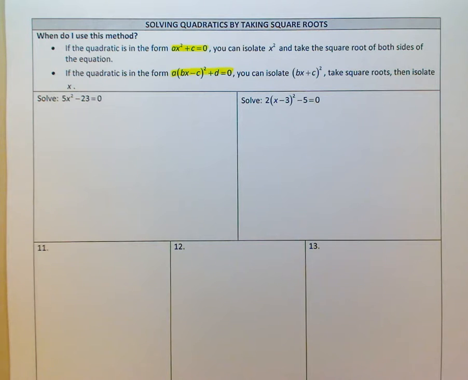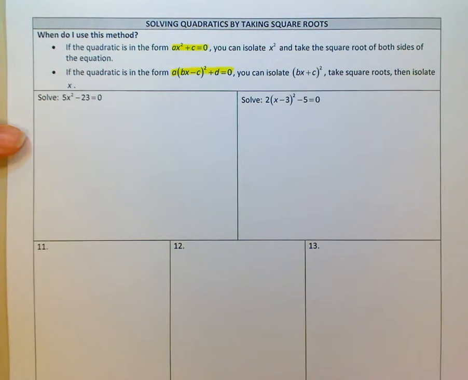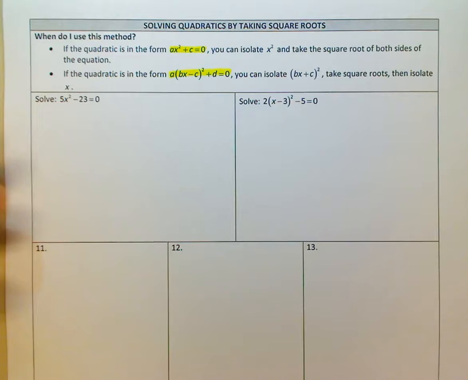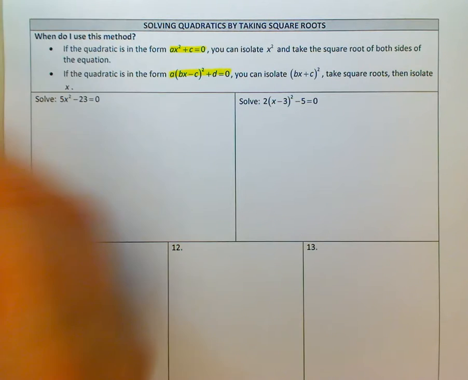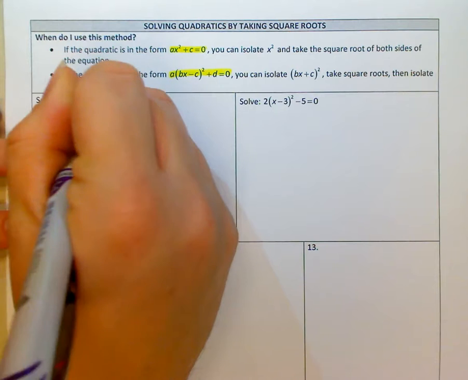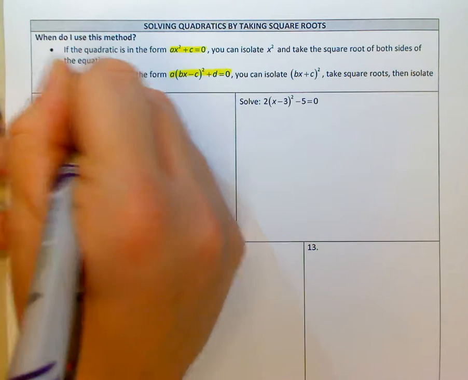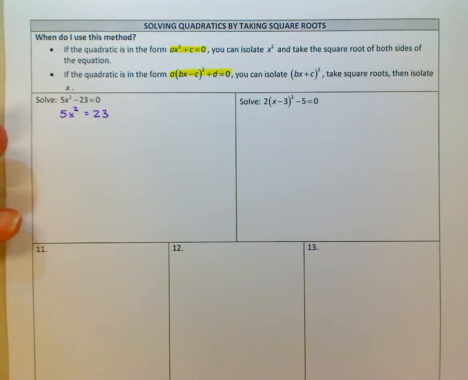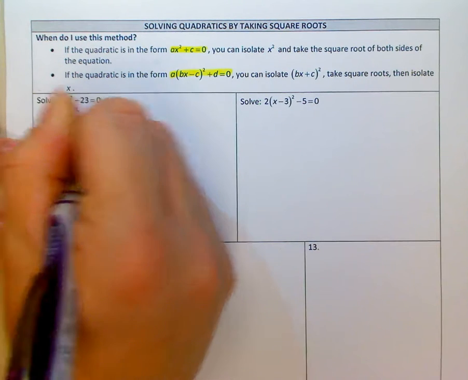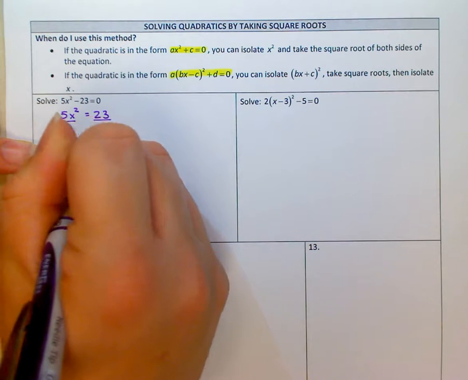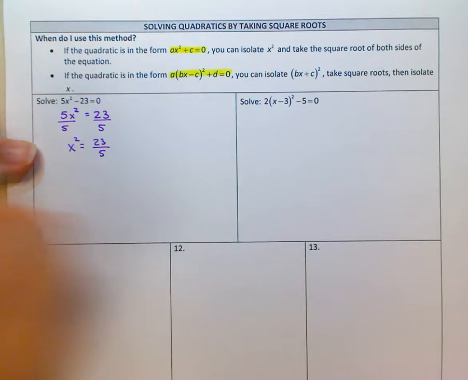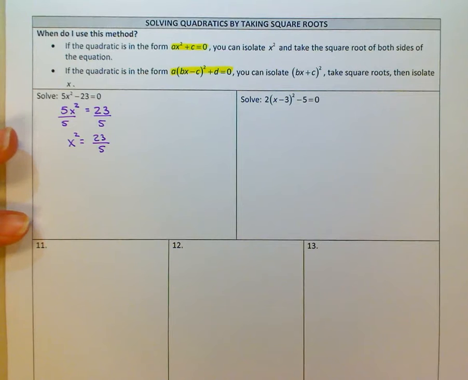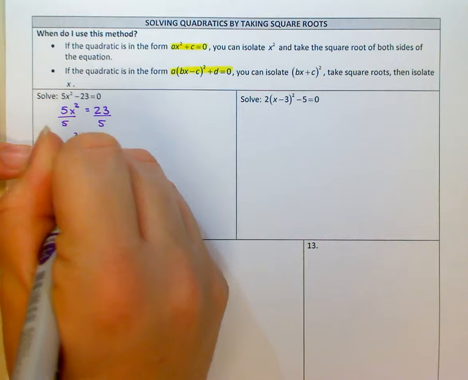Instead of having to multiply all this junk out and use the quadratic formula, we can actually just use square roots. So if you look at this top example, 5x squared minus 23 equals 0, it fits this first pattern. It's missing a bx term. So the first thing we would do is add the 23 over. So when I add 23, that gives me 5x squared equals 23. Step 2 is to divide by 5. When I'm dividing by 5, I end up with x squared equals 23 over 5. So now we have the x squared isolated, which is our goal. We want to isolate the x squared. So now we're going to take the square root of both sides.